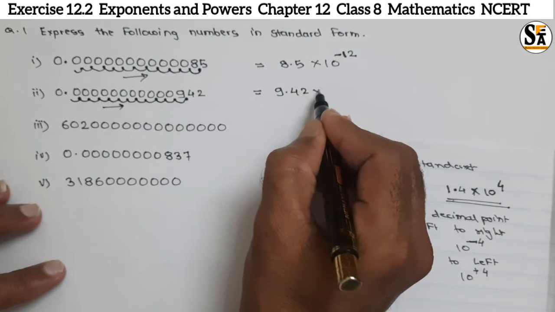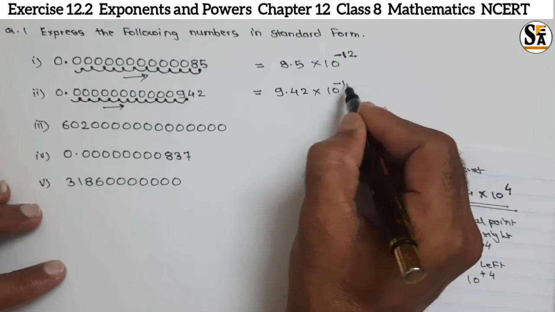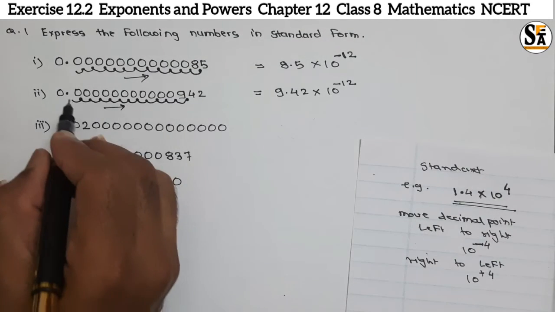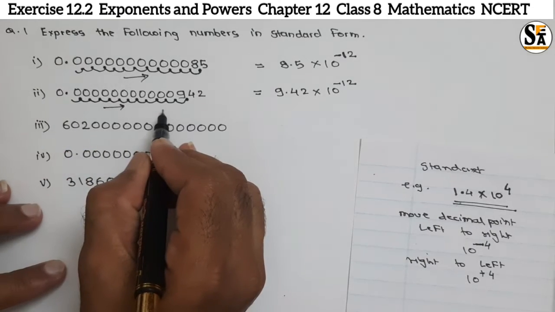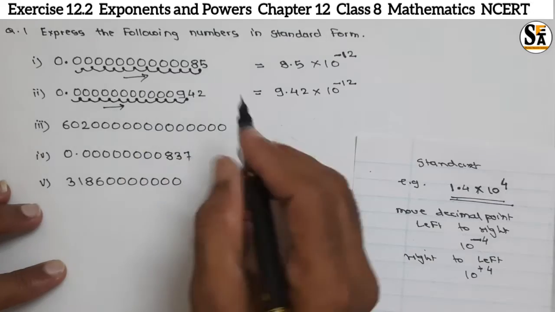9.46 into 10 raised to minus 12. Again, minus because we are moving this decimal point from left to right. That's why it is minus. Now see the next example.